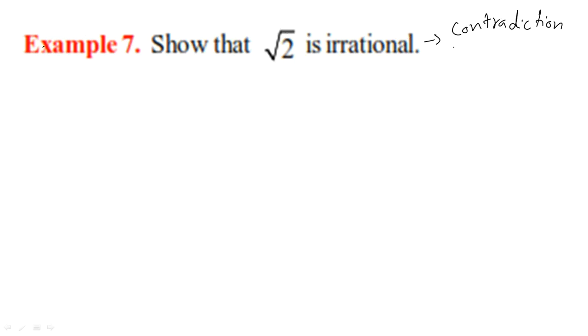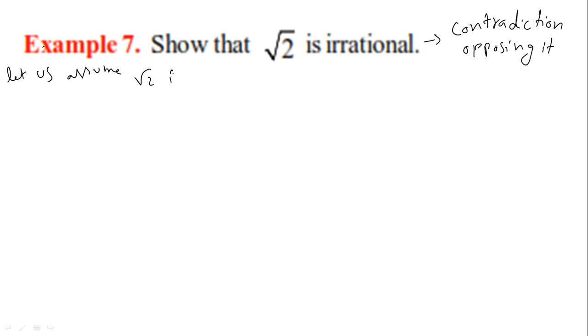What is contradiction? It is nothing but opposing. We are opposing it and then we are getting into the proof. Let us assume root 2 is a rational number. So what is the proof? The proof is that root 2 is irrational. But let's assume that root 2 is a rational number.